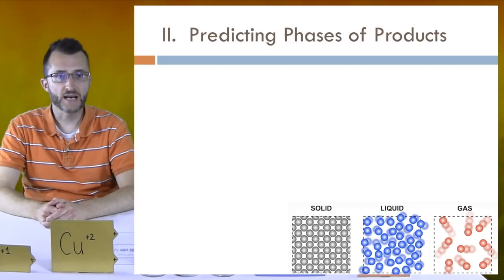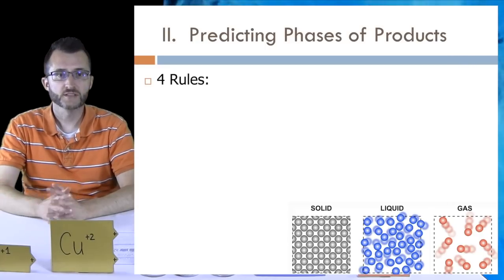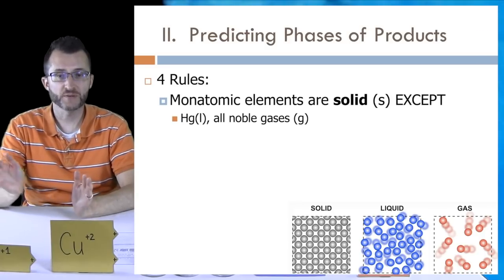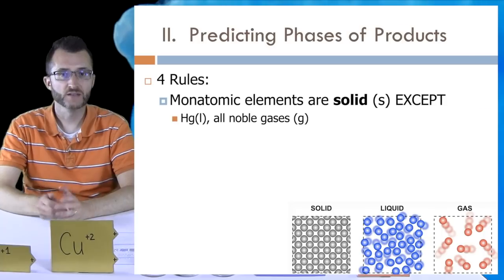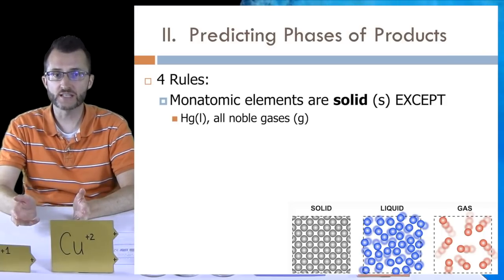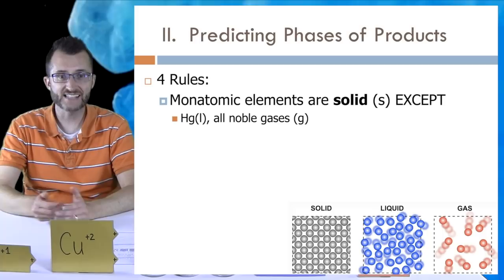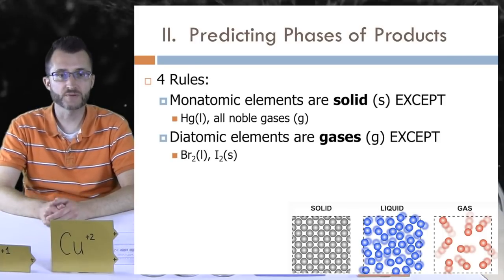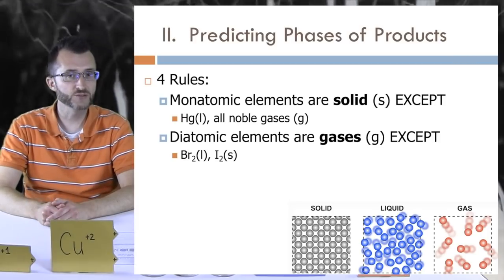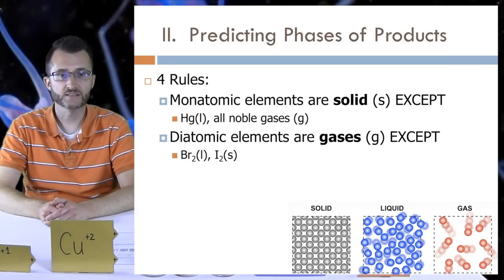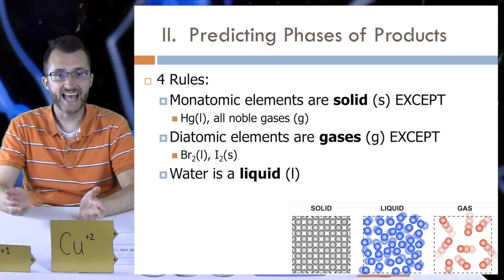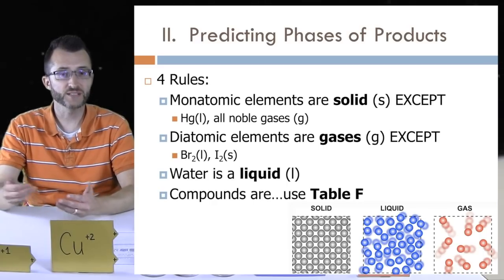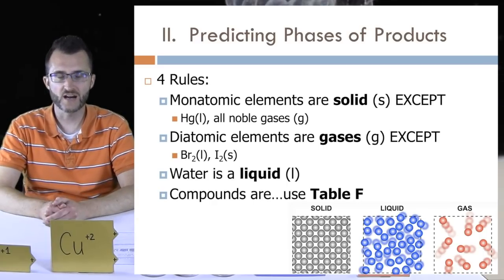Predicting phases of products. There are 4 rules. For monatomic elements, they're going to be solid. In parentheses, we put an S to designate that solid, with the following exceptions. Hg is a liquid, and of course, all noble gases are gases. Second rule, diatomic elements are gases, G in parentheses. 2 exceptions, Br2 liquid and I2 solid. Water is a liquid, L, and if we have any other compound, we're going to just simply go to table F. More on that to come.